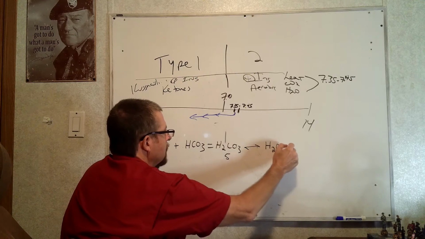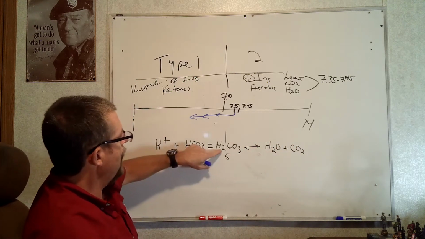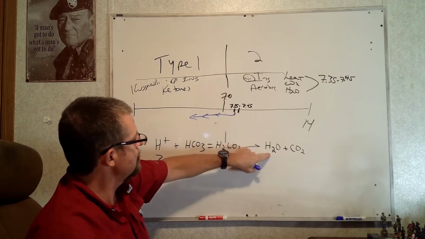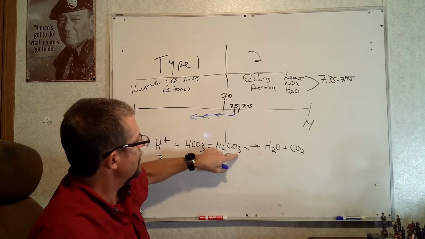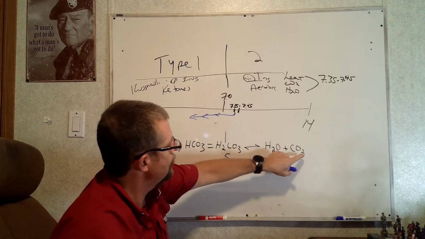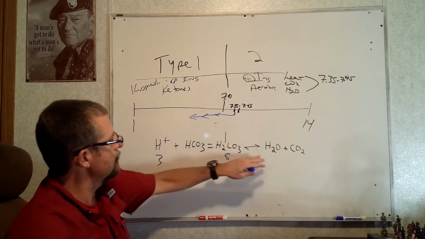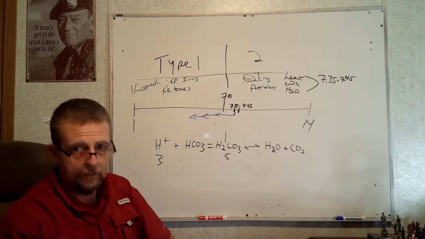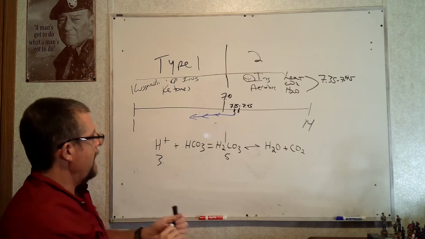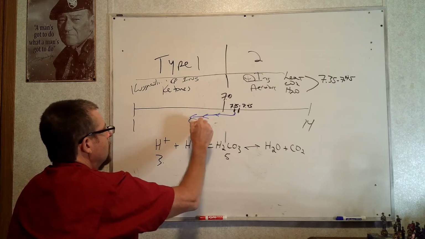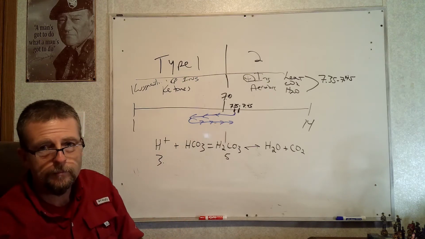into H2O plus CO2. So I've got 2 hydrogens here, I've got 2 hydrogens there. I've got 1 carbon there, I've got 1 carbon there. I've got 3 oxygens here, I've got 1, 2, 3 there. So by breathing fast, I can break those down and exhale water and carbon dioxide and start to bring my pH back to normal.